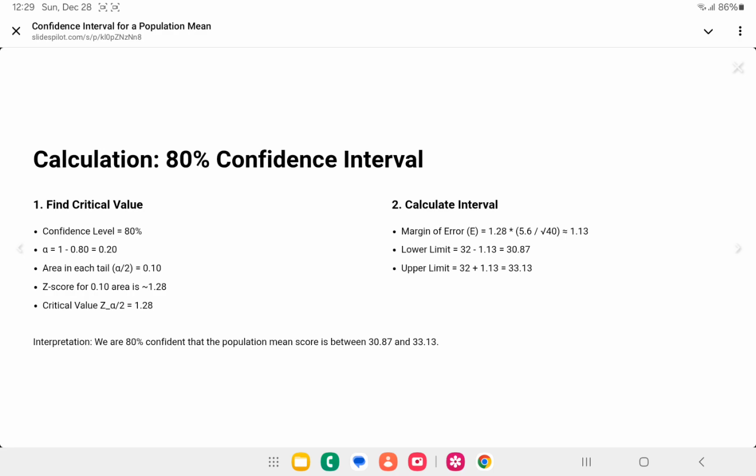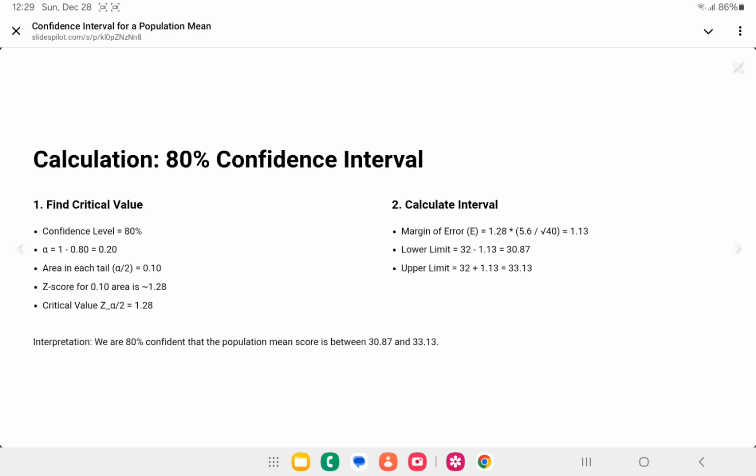The margin of error is therefore 1.13. So the lower limit of the confidence interval is 32 minus 1.13, which gives 30.87. And the upper limit is 32 plus 1.13, which gives 33.13. To interpret that, we say we are 80% confident that the population mean score is between 30.87 and 33.13.